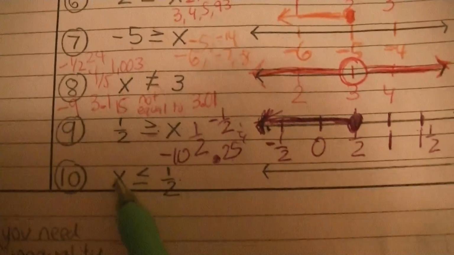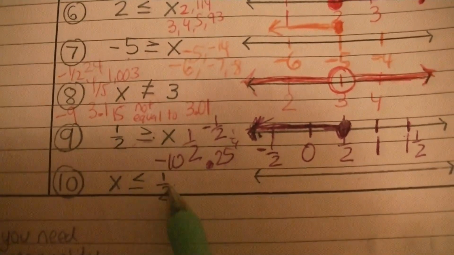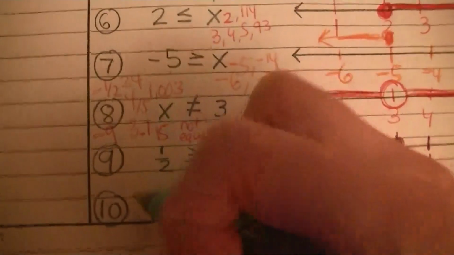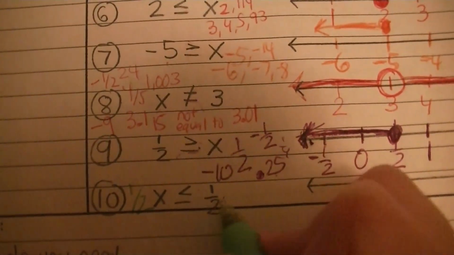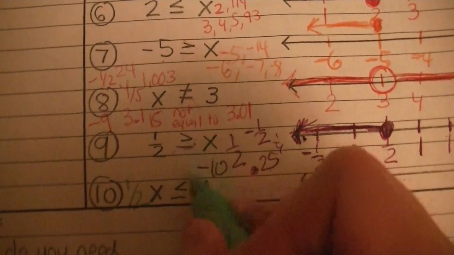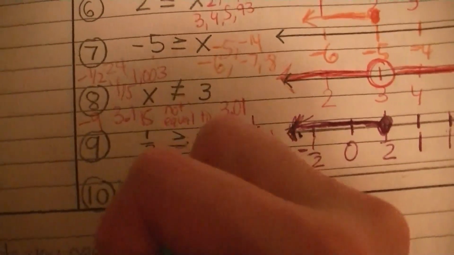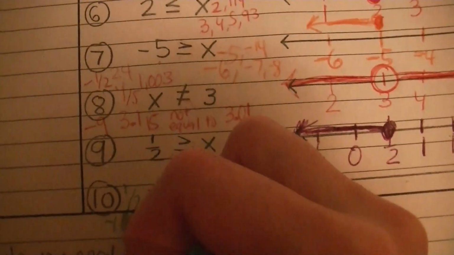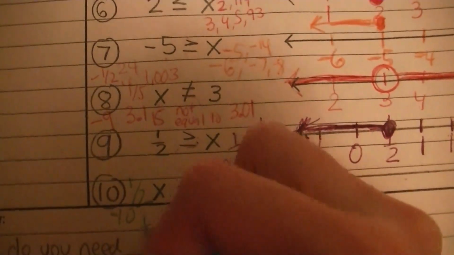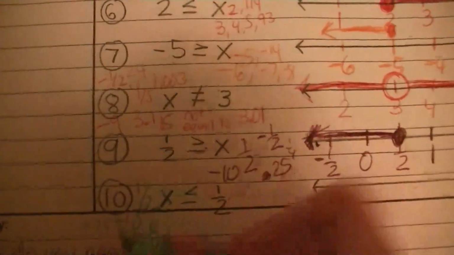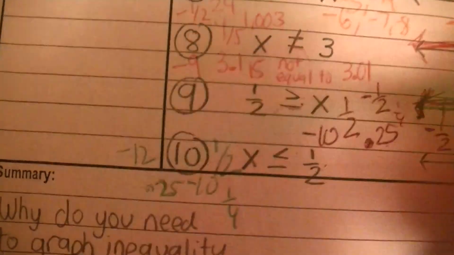All right, the next problem says x is less than or equal to 1/2. So it could equal 1/2. Remember, it's any number smaller than or equal to 1/2. So that's just like this problem up here, but we just wrote it backwards. So it could be -10. It could be 25 hundredths or 1/4. Those 1/4 and 25 hundredths are the same thing because 1 divided by 4 is 25 hundredths. We could do -12.